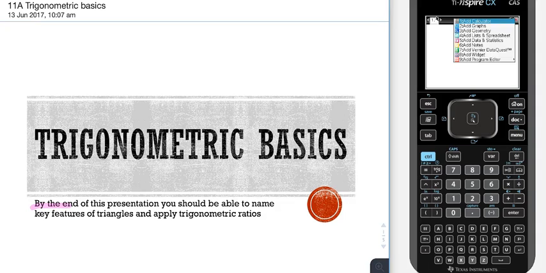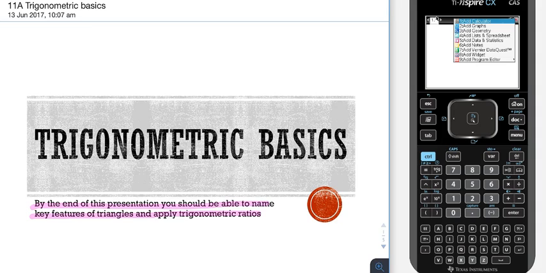This tutorial looks at trigonometric basics. By the end of this presentation, you should be able to name key features of triangles and apply trigonometric ratios to solve some triangles. You aren't actually looking to do the full solve in this tutorial. We're just looking at finding the right ratios to use and how we can use our calculator to solve some stuff.